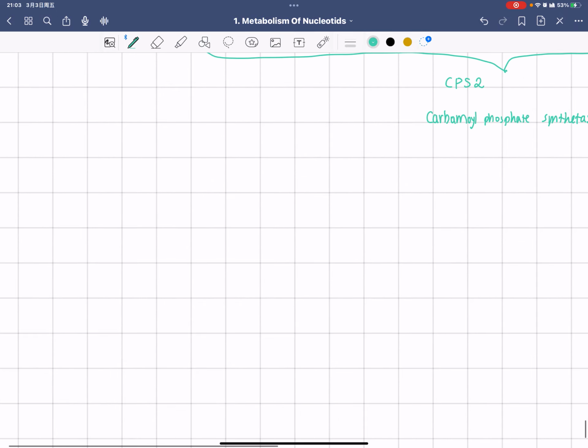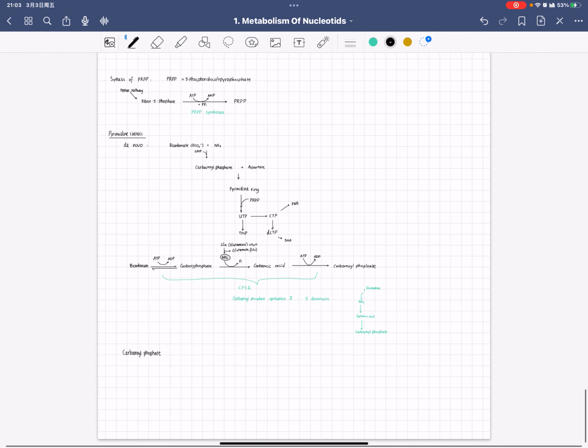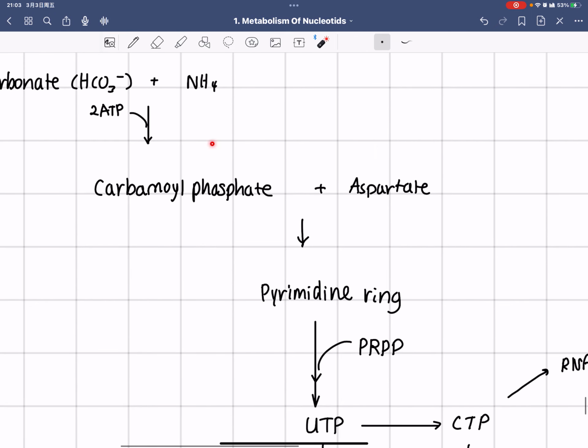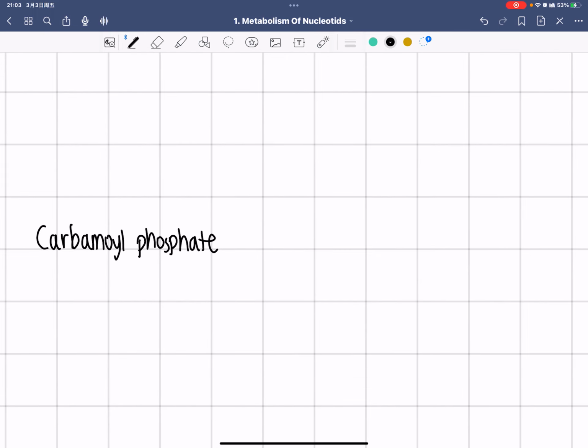So now let's move on from carbamoyl phosphate. Well, remember we mentioned this part where we add an aspartate to carbamoyl phosphate to form a pyrimidine ring. So now this is what we're gonna do. We add aspartate. No surprise, aspartate.